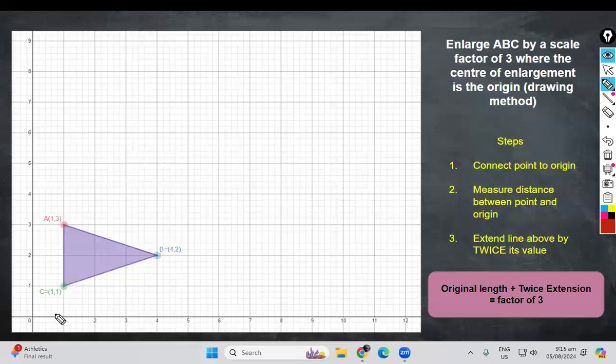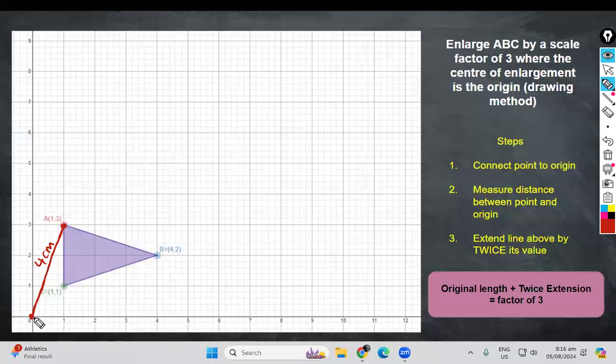Great. So we're going to apply that concept now to this triangle. The first thing you want to do, if they tell you the center of enlargement is the origin, look at it. It has 3 points, right? A, B, and C. You're going to connect each point. I'm going to start with A to the origin. And you see this length here? You're going to use your ruler to draw that line, right? Let's just say the length of that line is 4 centimeters.